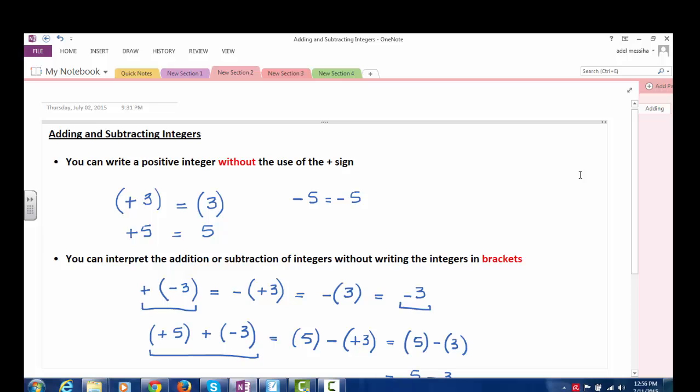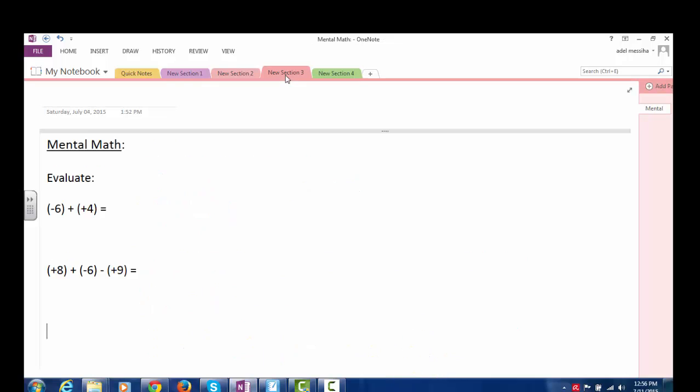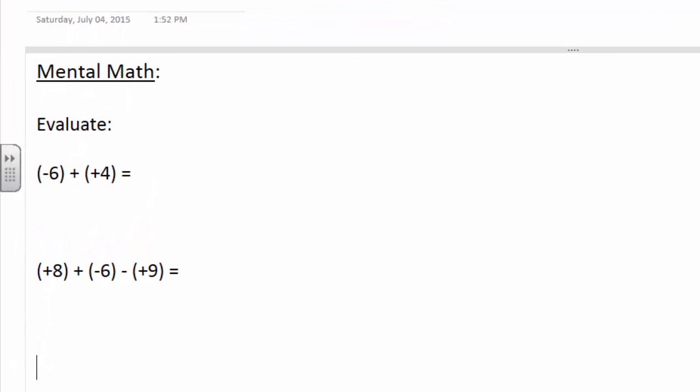So can we avoid this strategy because we understand well now how to add and to subtract the integers? Can we avoid it? Yes, for sure we can avoid the number line. So let's take some examples, and we're going to use our mental math, and you will see how simple it is. Evaluate negative 6 plus positive 4.